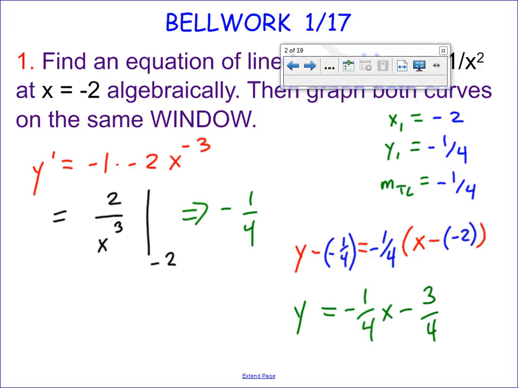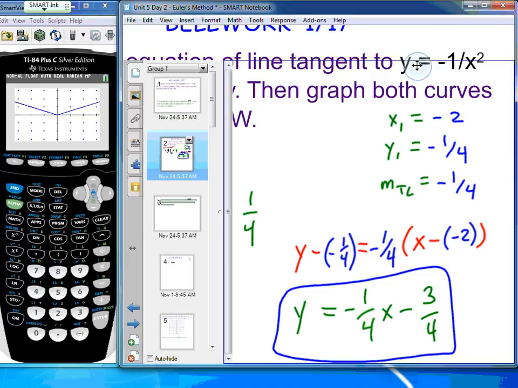All right. Now, we did not have to rearrange and solve for y, other than we wanted to graph on the same window to visually inspect our solution. And so you don't have to solve for y if you're just prompted for the equation of a tangent line, but I did so I could enter it into my y equals menu along with the original curve.